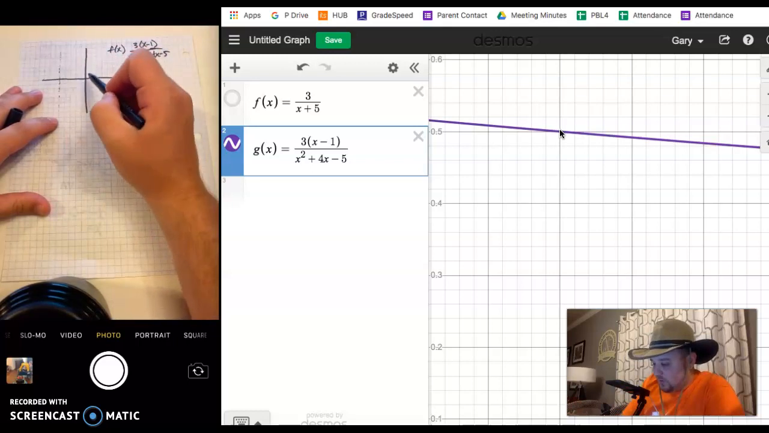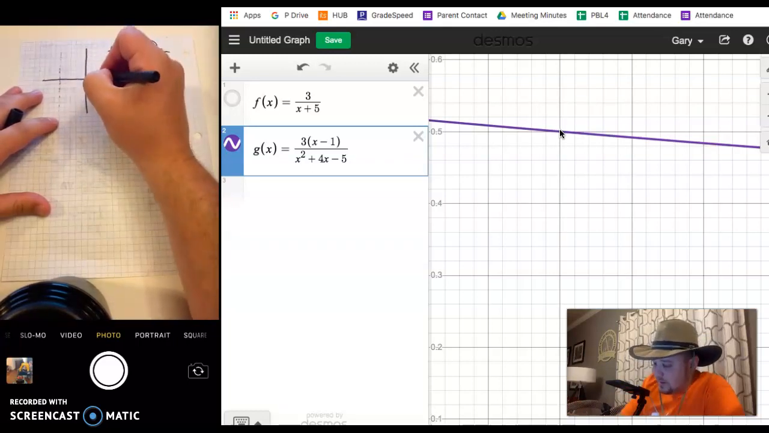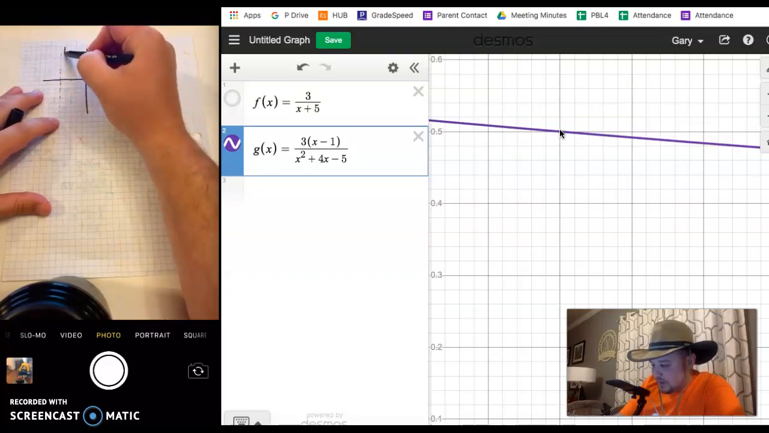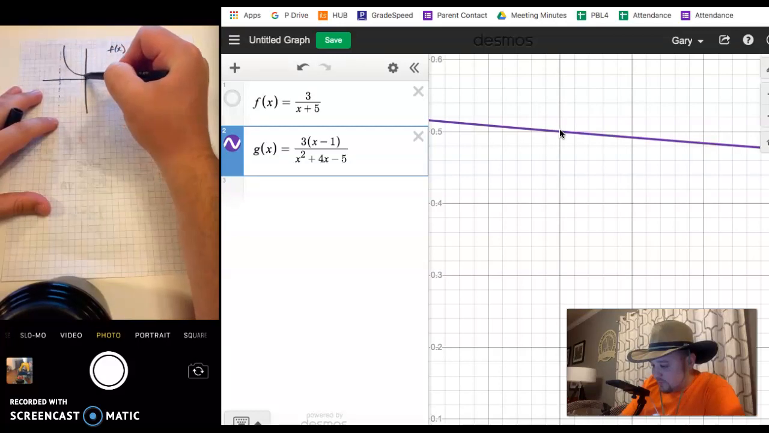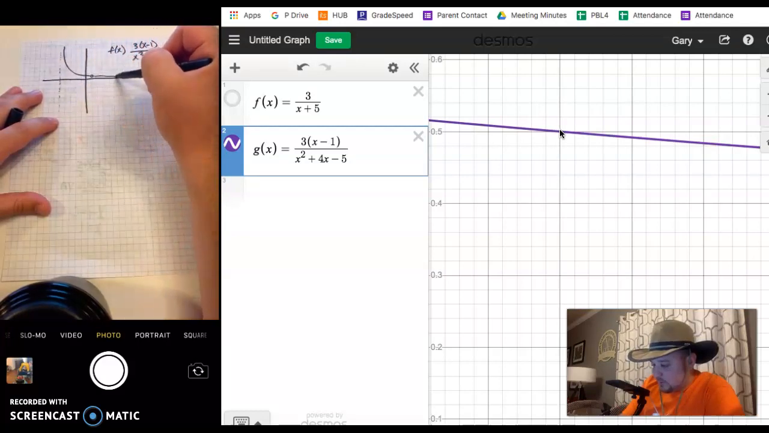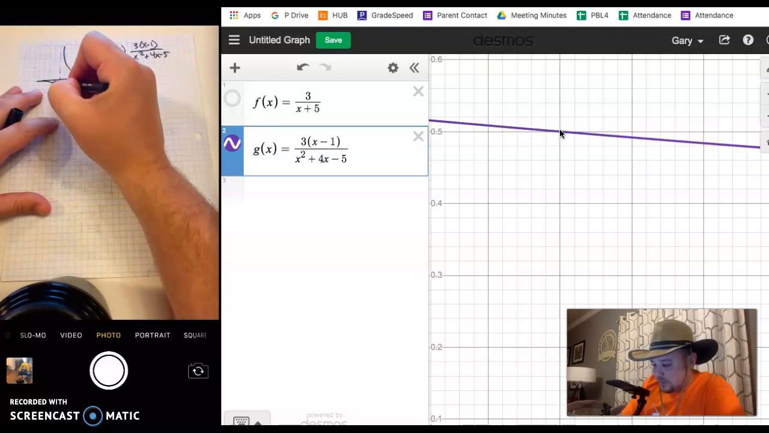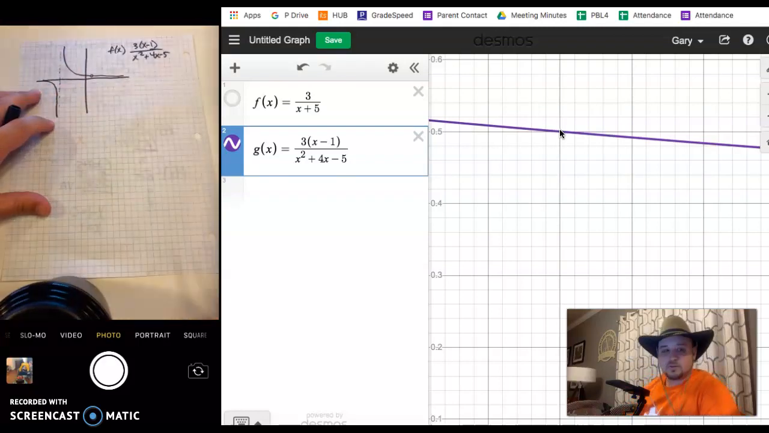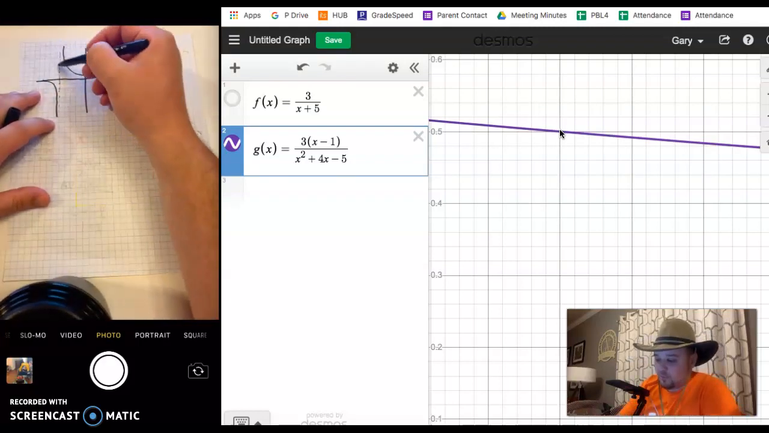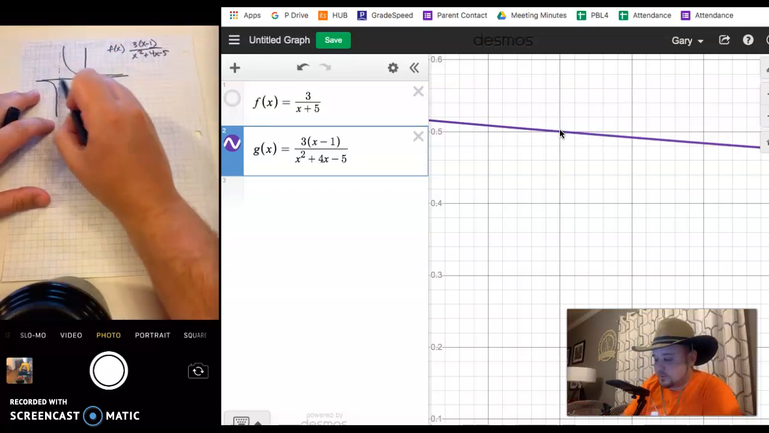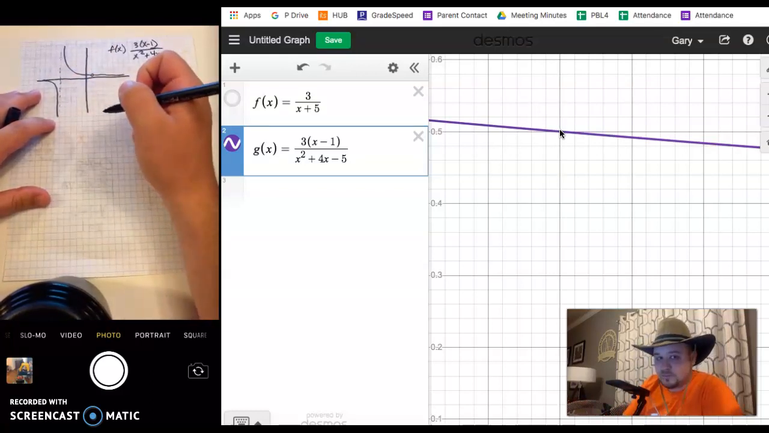And then I've got this hole that exists right here at 1, and then 1/2. So I'm actually going to put the hole there, right? And then from there I can sketch the rest of the graph, okay? So this is what I'm looking for when you guys are sketching these graphs. This is what I'm looking for, right? We've got our vertical asymptote, we've got our horizontal asymptote, and then we've got the hole, okay?